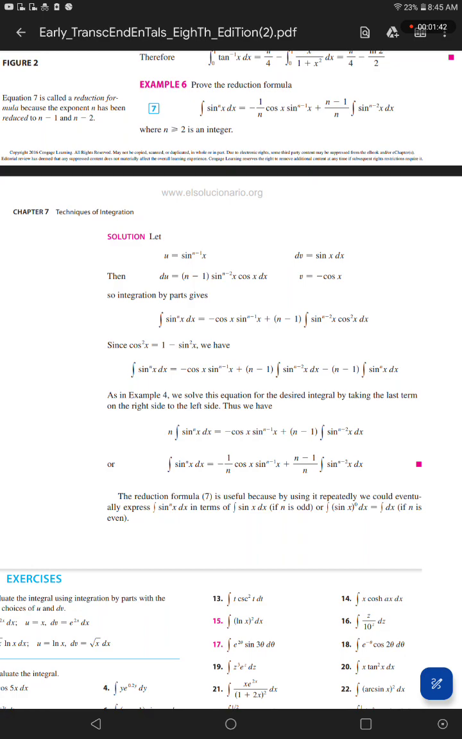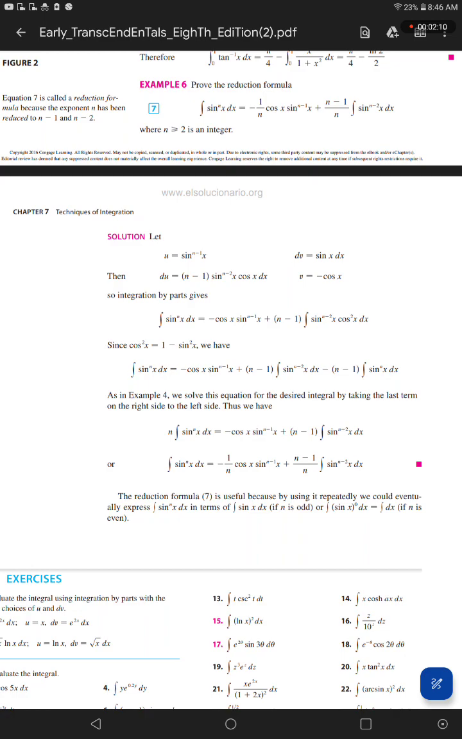Solution: let u equal sine to the power n minus 1 x, then du equals open n minus 1 close sine to the power n minus 2 x cosine x dx. dv equals sine x dx, v equals negative cosine x.